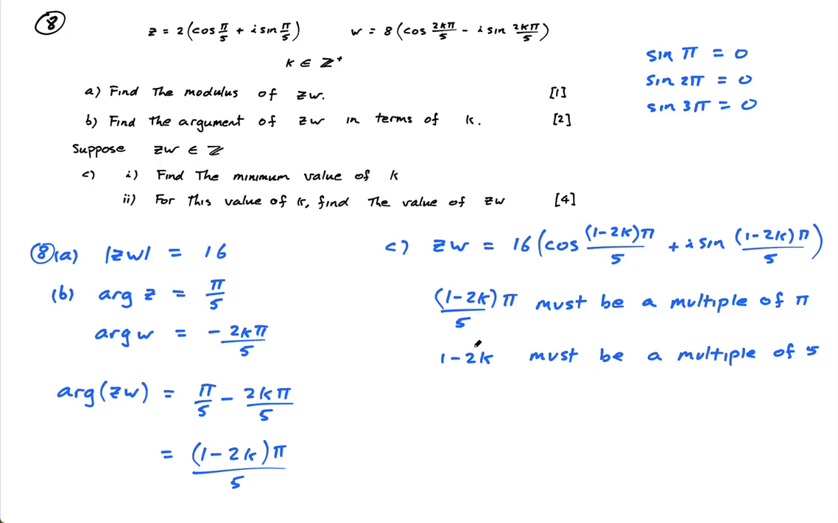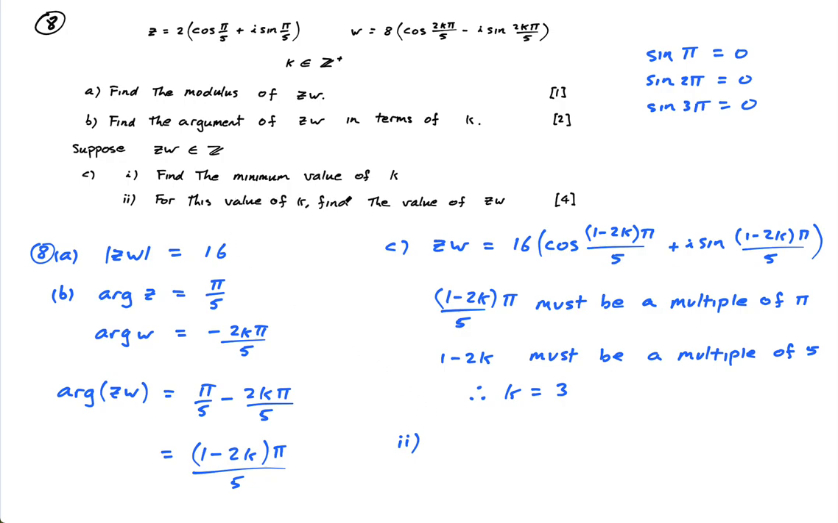Is that a multiple of 5? No. If you put in 3, you get 1 minus 6, which is -5. Is that a multiple of 5? Yes. Therefore, k equals 3. That's the smallest, because it's the minimum. That's the minimum value of k such that all these things are true. So that's part I, and then part II.